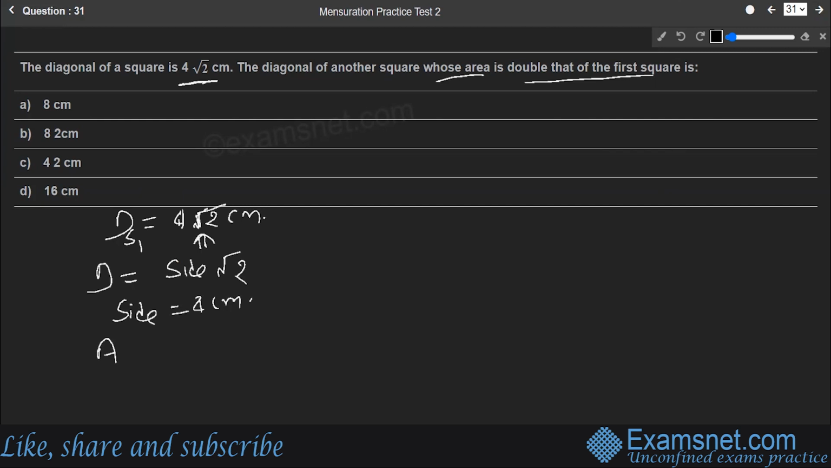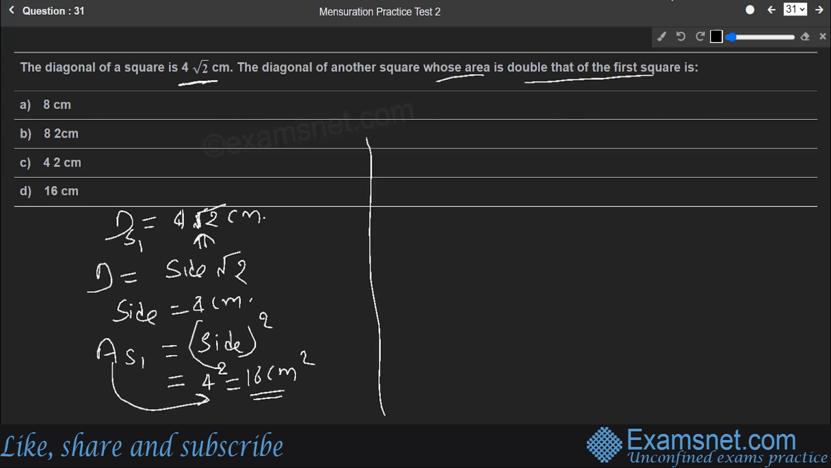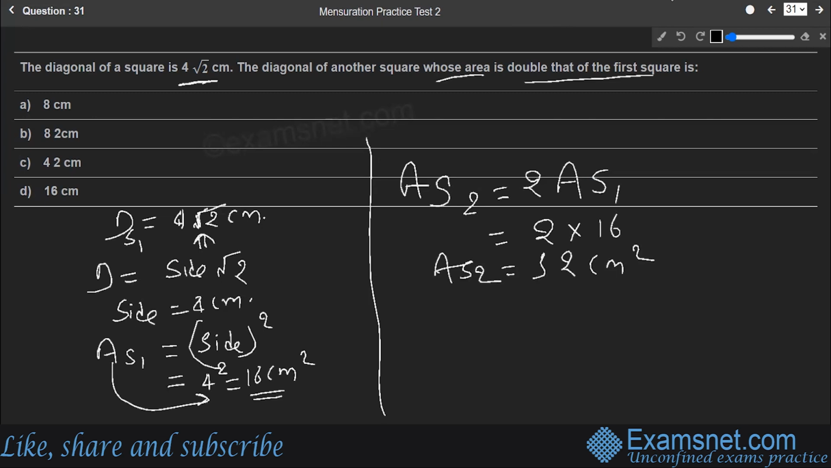So let us find out the area of this particular square. Area of S1 is nothing but side square, that is going to be 4 square, that is equal to 16 centimeter square. So the area of that particular square is 16 centimeter square. Now he says the diagonal of another square is to be found out whose area is double of the first square. So area of the second square is twice the area of the first square. So that is equal to twice of 16, so it's equal to 32 centimeter square. So the area of the second square is 32 centimeter square.